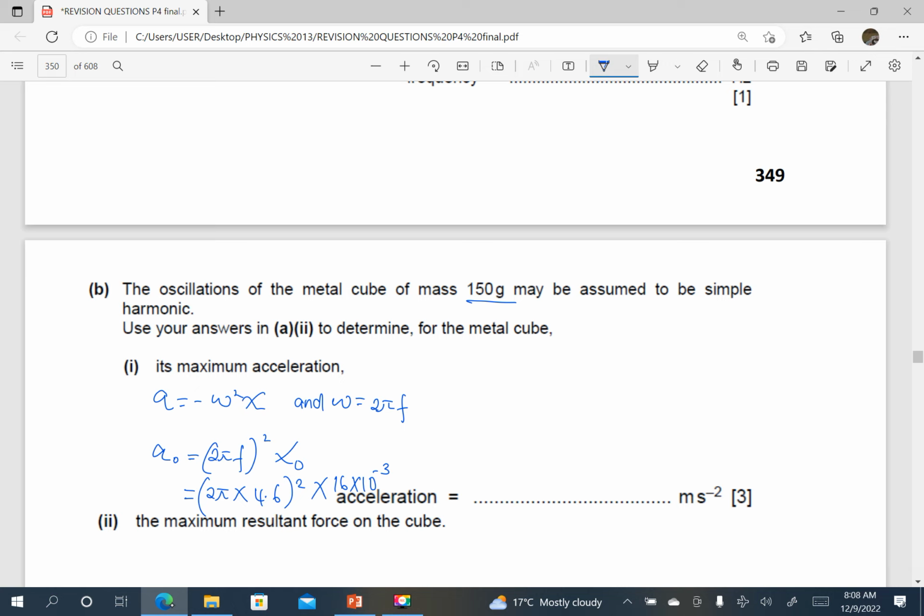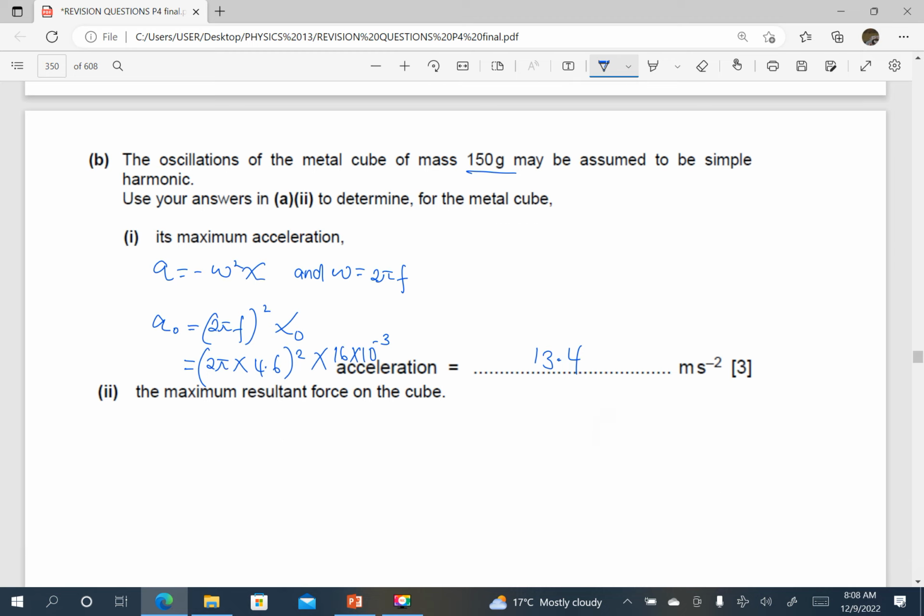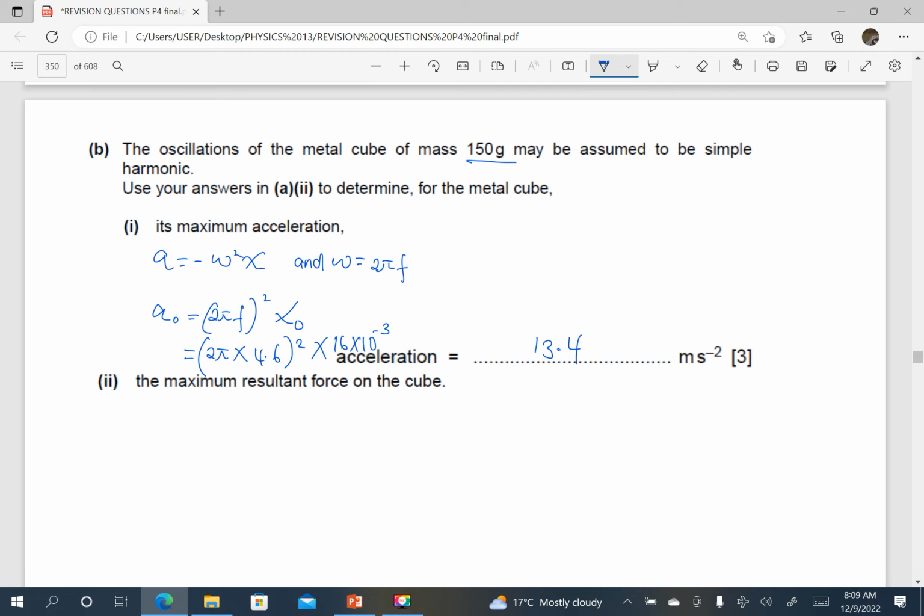So from my calculator, this is 13.4 meters per second squared. The maximum resultant force on the cube. We know that force is mass times acceleration. Of course, if acceleration is maximum, then the force is also maximum.